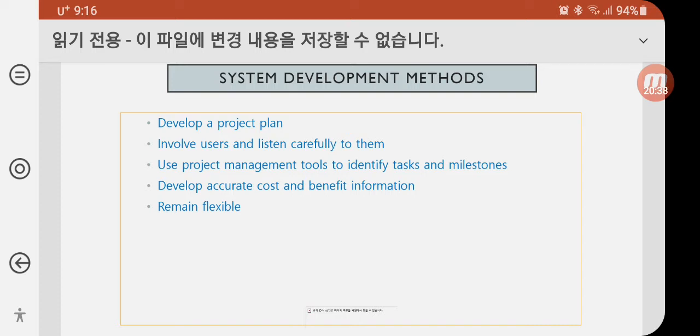Next, system development methods. 5 methods. Develop a project plan, involve users and listen carefully to them. Use project management tools to identify tasks and milestones. Develop accurate cost and benefit information. Remain flexible.